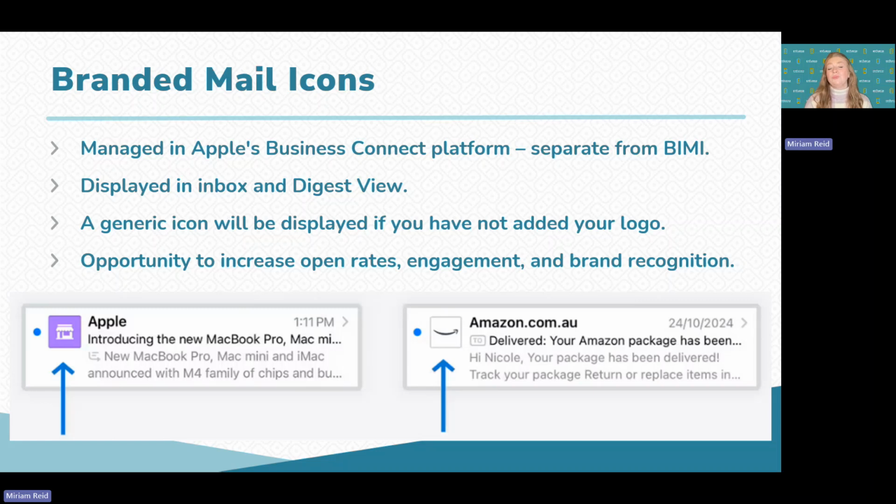And if you do not upload an icon or a logo in branded mail, then they will show kind of a generic icon that may or may not be really relevant to your brand and your business. Ironically, in the example that you'll see down below, Apple is the sender that does not yet have a branded mail icon. So they have that generic business icon, whereas Amazon, you can see that Amazon logo. So this is a really great opportunity to increase open rates, engagement, and overall increase brand recognition as well.